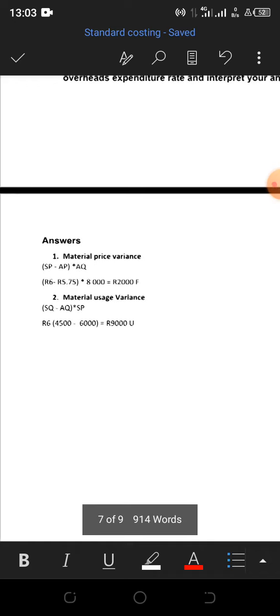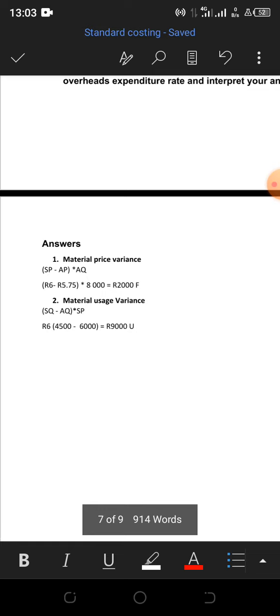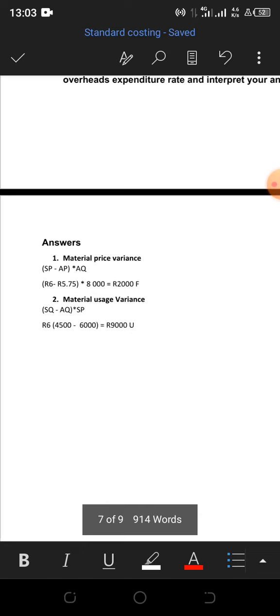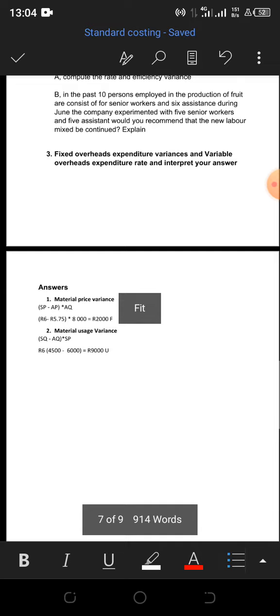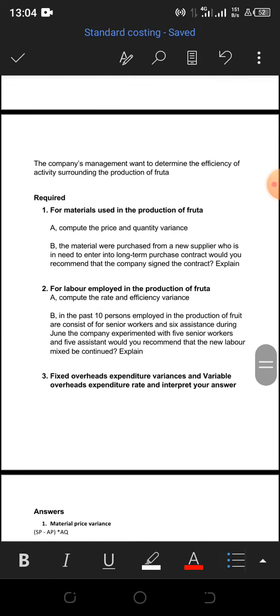Okay, the other answer you can say is no. Why? Because this material that we are using has a lot of wastage. Why? Because we planned to use 4,500, but we ended up using 6,000, which means that the difference of 1,500 is a wastage, which means that probably there is a lack of quality in this material. So both answers are correct, but make sure that you interpret them correctly. Okay, so that's how you should answer number one.